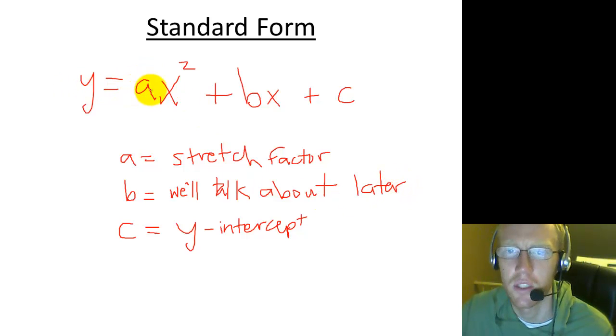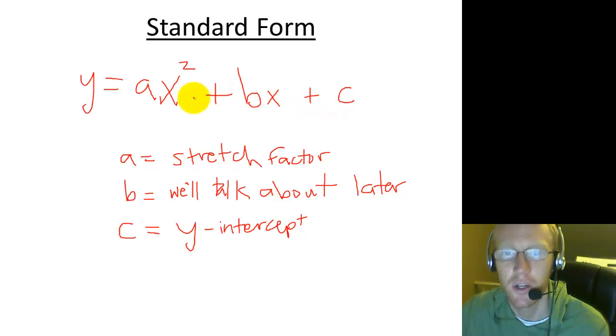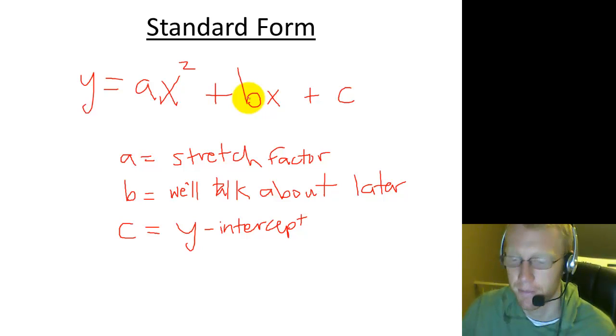Okay, so y equals ax squared plus bx plus c is called standard form. And if you know a, b, and c, you can write it in standard form, or if you see it in standard form, you can immediately identify the stretch factor and the y-intercept, and then b is not that useful right now.